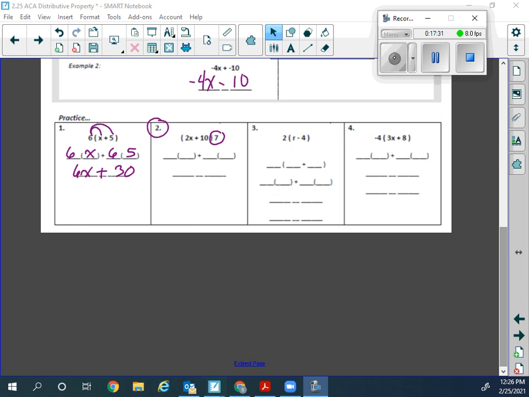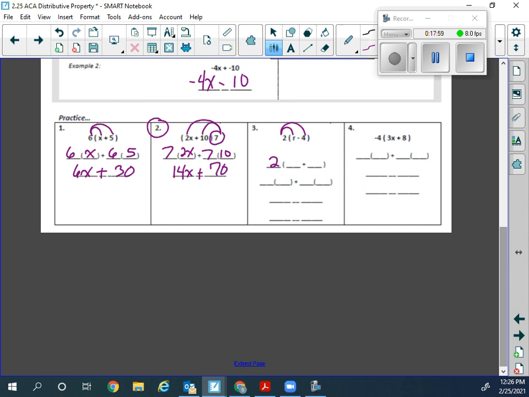Okay, let's see. We should have done 7 times 2x and 7 times 10. So 7 times 2x would be what? 14x. Plus 7 times 10 is what? 70. Thumbs up if you got it right. See? Y'all are amazing. I knew you could do it. How about, let's do the next one together. Because I see a whole bunch of extra blanks down here. I'm wondering about those. 2 times r.